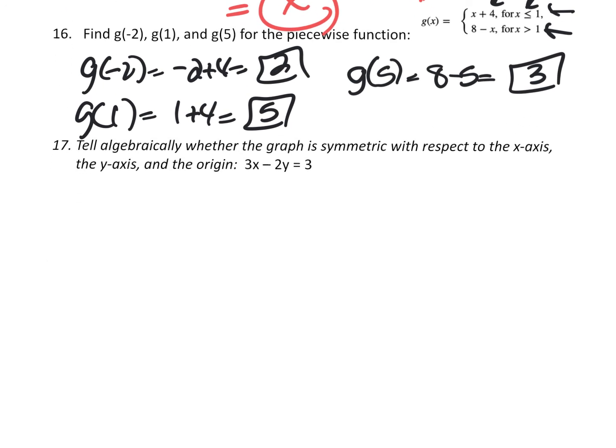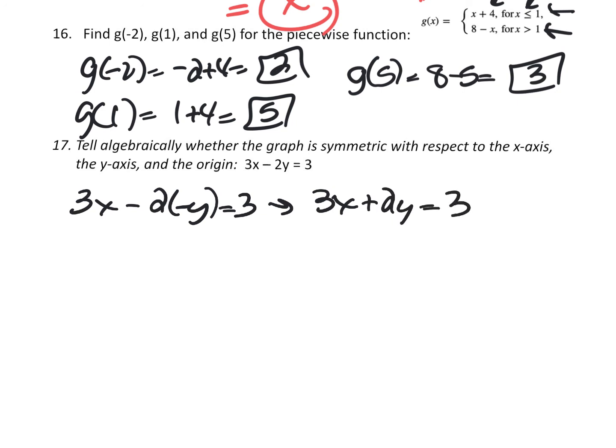And the last one, 17. Tell algebraically whether the graph is symmetric with respect to the x-axis, the y-axis, and the origin. Now to check the x-axis, it's backwards of what you think. To check the x-axis, you plug in a negative y. So I'm going to put a negative y in right here and just work it out and see if I get the same thing. If I plug a negative y in, I get this, which is not the same thing that I started with, so that's a no.